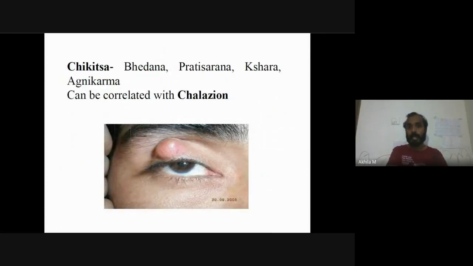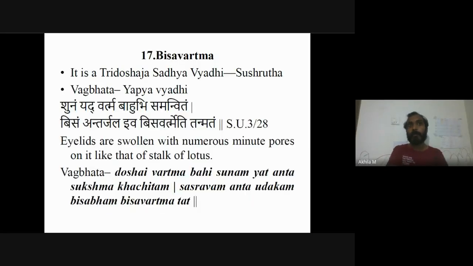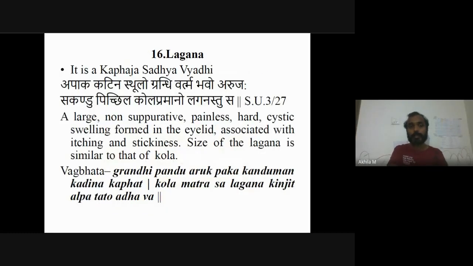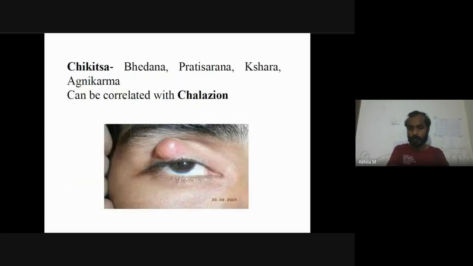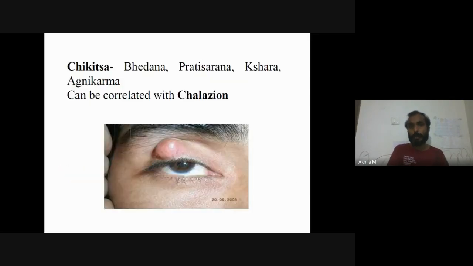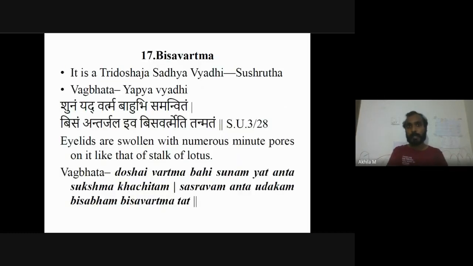From this picture, we can get an idea about Lekhana. Kola matra pramana: there is some swelling with the vishesha of Kapha dosha. Granthi with Pandu, Aruja. There is some swelling. This type of swelling can be called Lekhana, and we correlate it with chalazion, or meibomian cyst, or tarsal cyst.